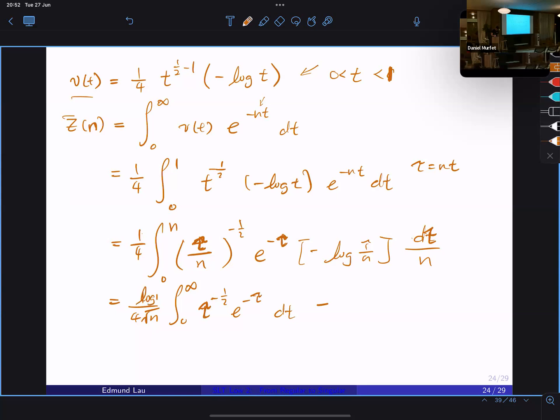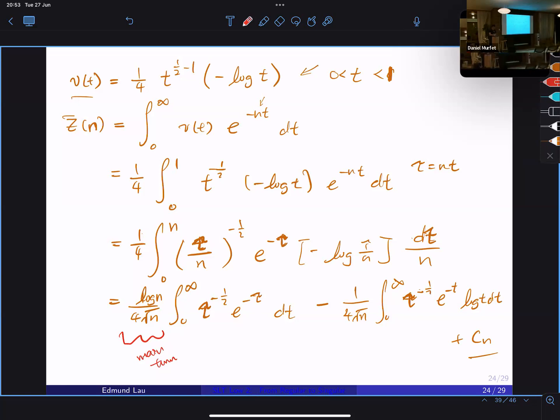This one has a log n, plus a bunch of things that depend on c, that depend on n. Sorry, I'm just lumping them as using this c_n. But all of them have the form n to infinity, and as n goes to infinity, they are at most order 1. So we have isolated the main order term, and that's the log n on n to the half.